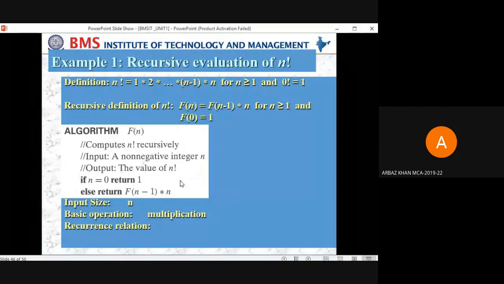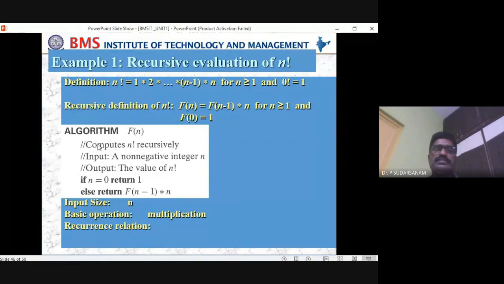Now all of you write the algorithm. Comment lines are not required. You write f of n: if n is equal to 0, return 1, else return f of n minus 1 into n.